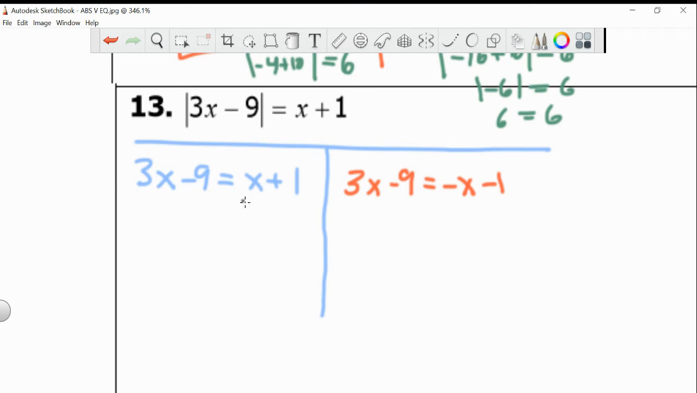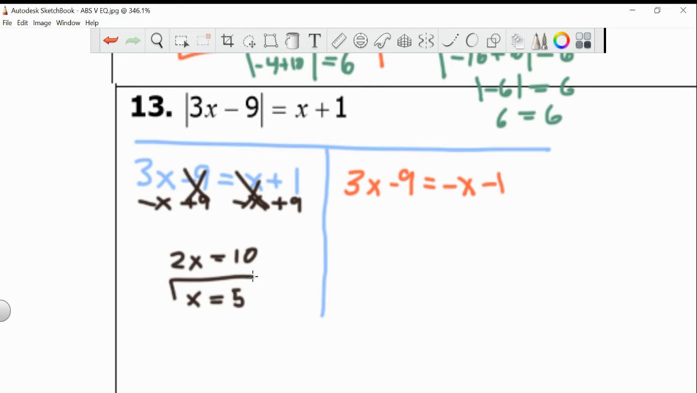Solving this question really fast, we just need to get x by itself. I would probably subtract x, probably add 9. And so moving the x's over here, x's over here, that would be 2x. These 9s cancel out. That would make 10. And then x is equal to 5. Over here, I would do the same thing, right? I would probably add 9. But this time, it's not a positive x anymore. It's a negative x. So now I would need to add x.